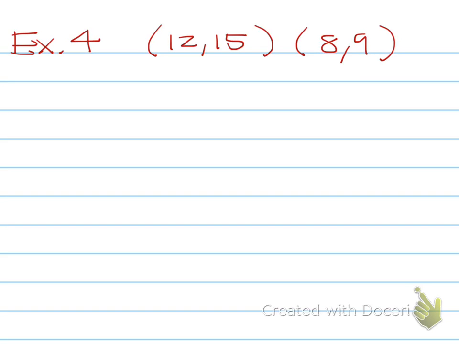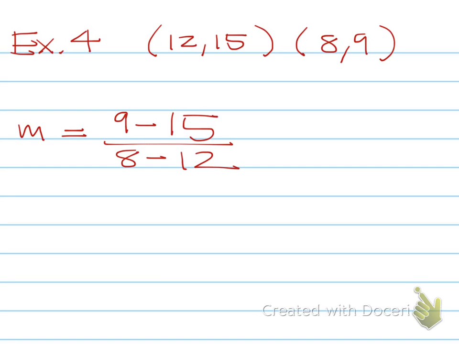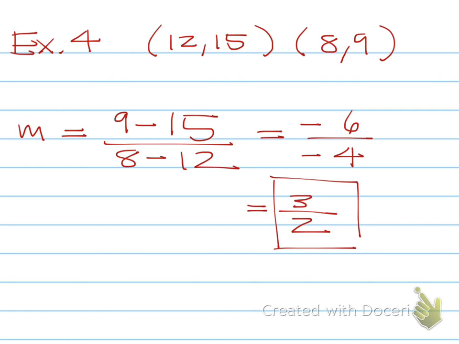Another example, to find the slope of the line that passes through these 2 coordinates, we're going to again use the slope formula. We're going to take the second y coordinate and subtract the first y coordinate over the second x coordinate minus the first x coordinate. 9 minus 15 is negative 6. 8 minus 12 is negative 4. Negative divided by a negative is a positive, and we can simplify 6 over 4 to 3 over 2. So the slope of this line that passes through these 2 coordinates is 3 over 2.